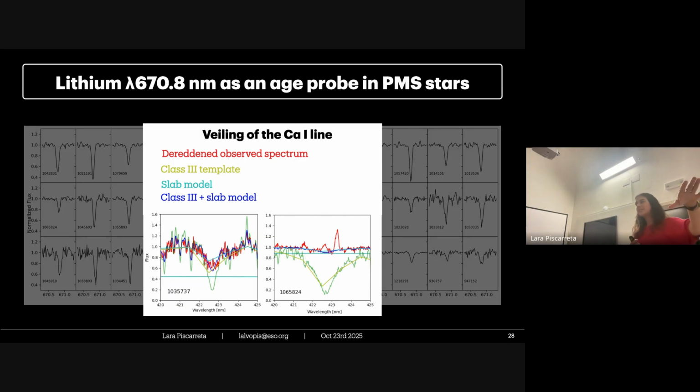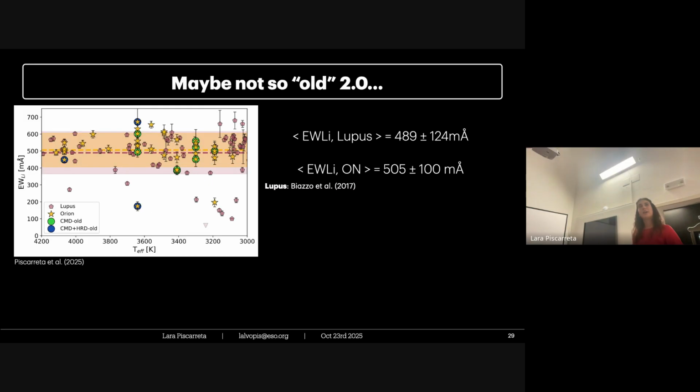So we can correct this by basically subtracting from our derived observed spectra the slab model, and then we can compute the equivalent width. So once we do that, we get this plot, which shows these values as a function of effective temperature. And here I'm just comparing with measurements also performed on spectra, but in the Lupus sample. And this is because Lupus should have a similar estimated age as the Orion Nebula, which is between 1 to 3 megayears. And so what we want to see is that the mean and spread, so the distribution of the equivalent lithium measurements, are similar.